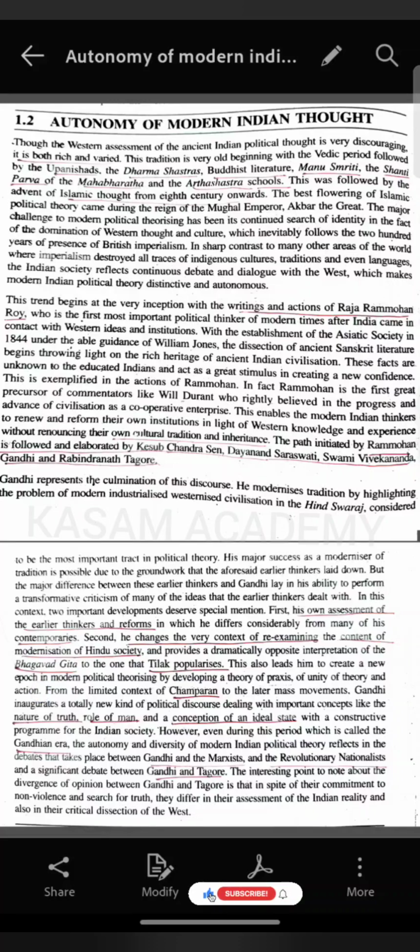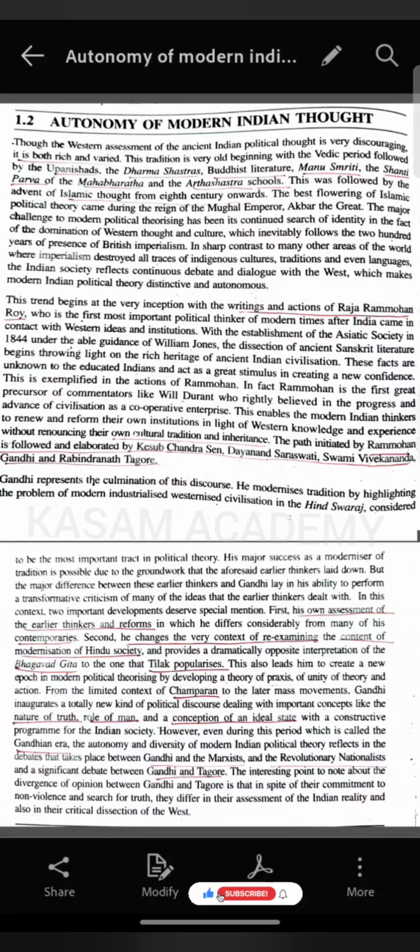Though the Western assessment of ancient Indian political thought is very discouraging, it is both rich and varied. The tradition is very old, beginning with the Vedic period, followed by the Upanishads, the Dharmashastras, Buddhist literature, Manusmriti, the Shanti Parva of the Mahabharata and the Arthashastra schools. This was followed by the advent of Islamic thought from the 8th century onwards. The best flowering of Islamic political theory came during the regime of the Mughal Empire under Akbar the Great.